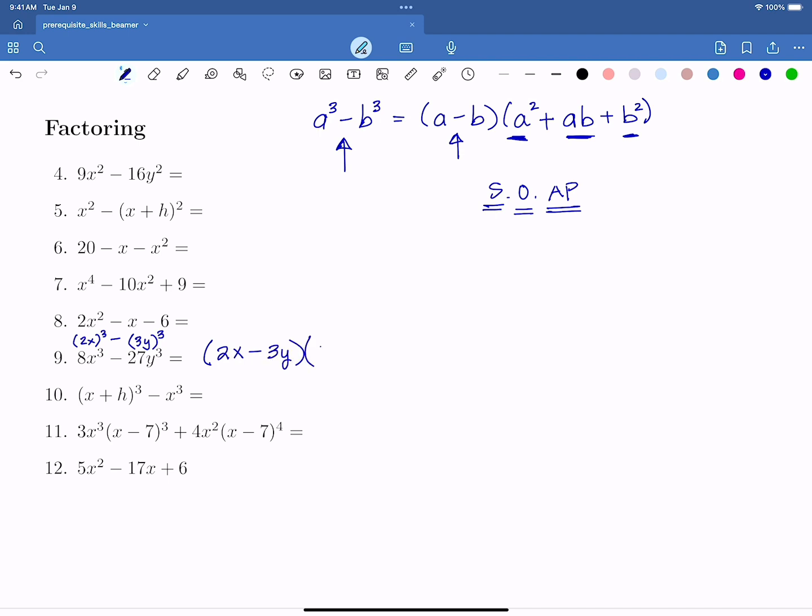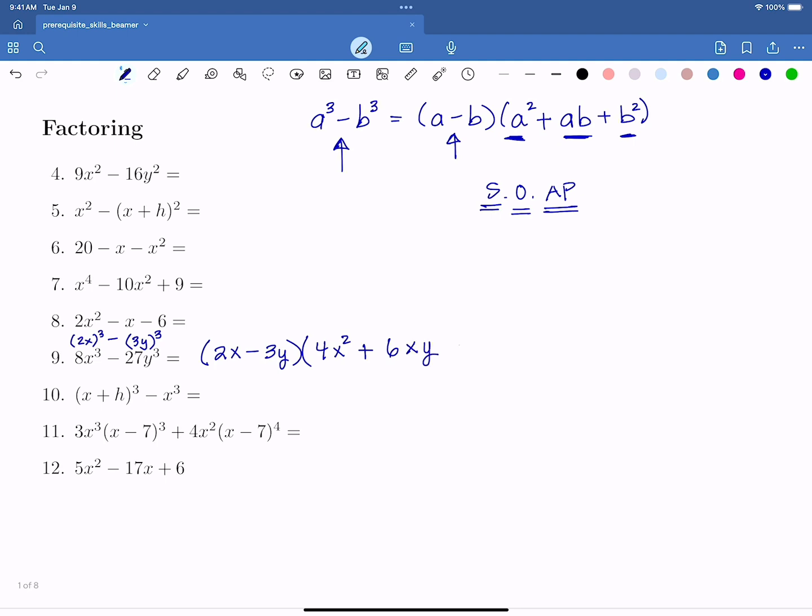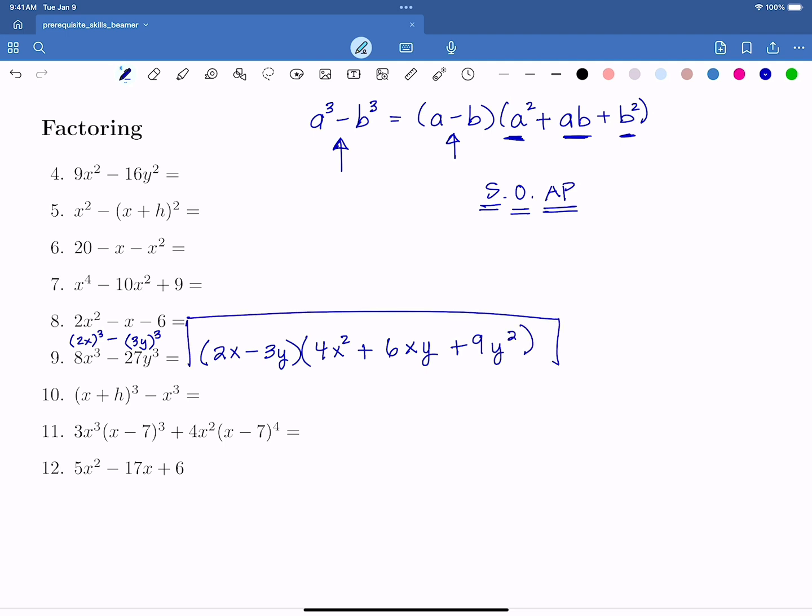Then we're going to square the first root, 4x squared, use the opposite sign, plus, multiply these two roots together, 6xy, and then square the second root, 9y squared, like so. And this is not further factorable, so that's our final answer there.